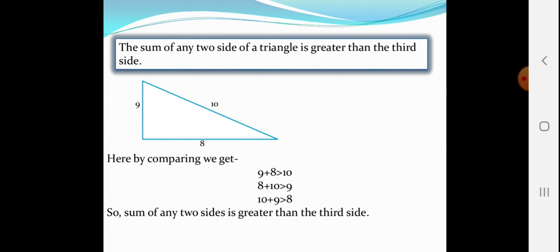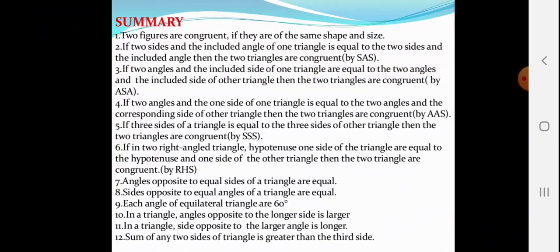The sum of any two sides of a triangle is always greater than the third side. So you take any two sides and check the sum. It is going to be greater than the third side. 9 plus 8 is always greater than 10. 8 plus 10 is greater than 9. 10 plus 9 is also greater than 8. So the sum of any two sides is always going to be greater than the third side.